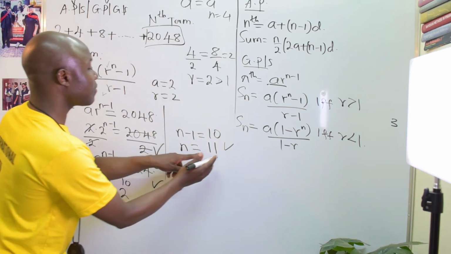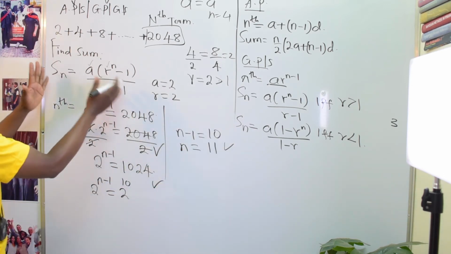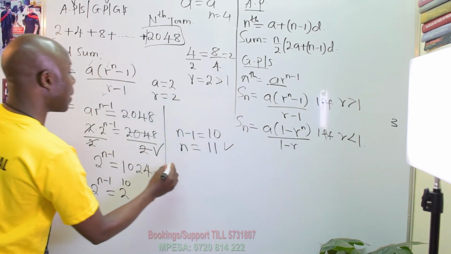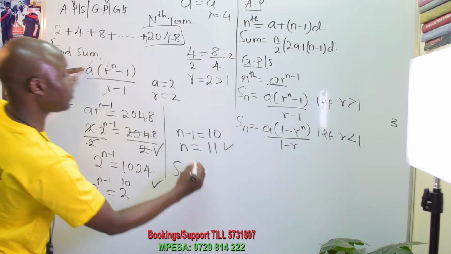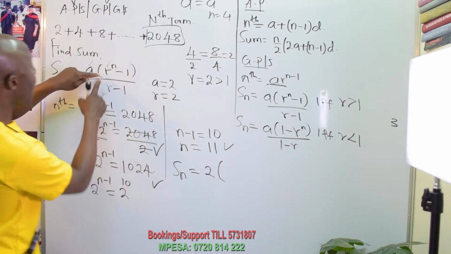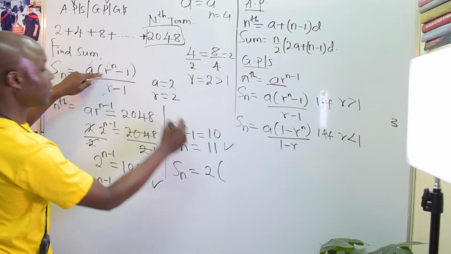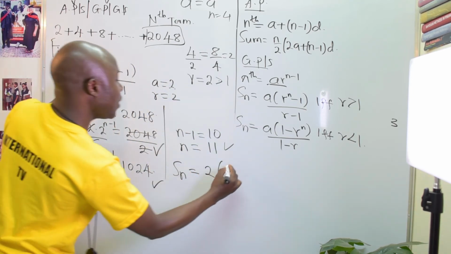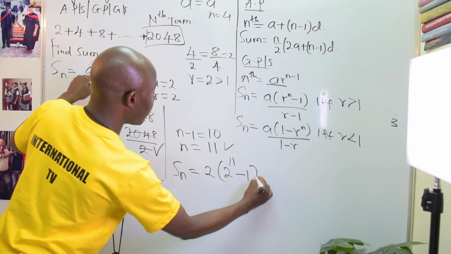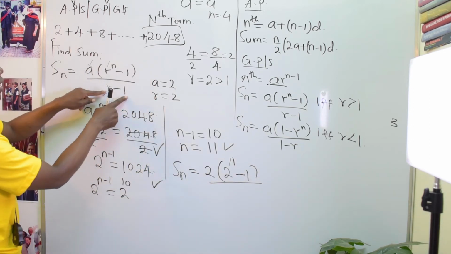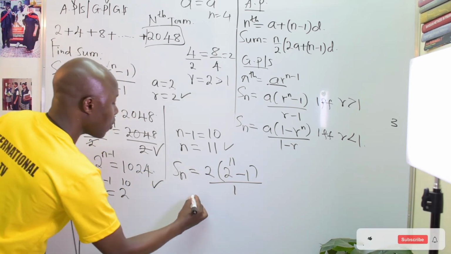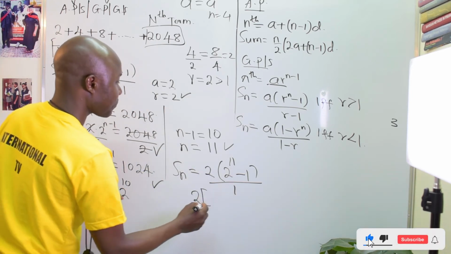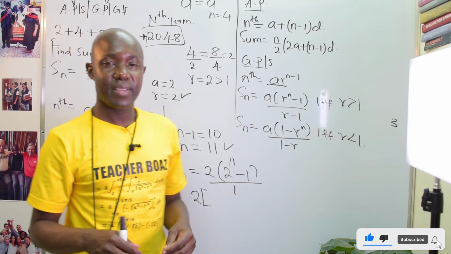Now we have worked out the value of n, then we go back. How are we supposed to find the sum? Our sum was supposed to be a, and our a was 2, into r power n, and our r was 2. Our n now we know to be 11, we minus 1, all over r minus 1, but our r is 2 minus 1 is 1. So you have 2 into, what is 2 power 11?